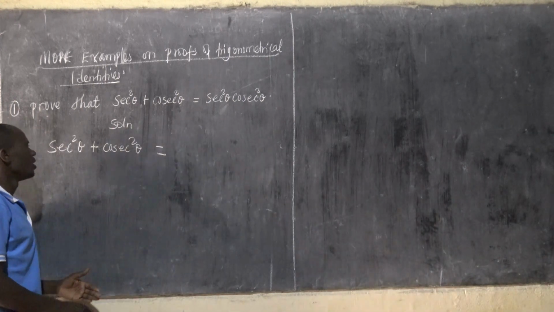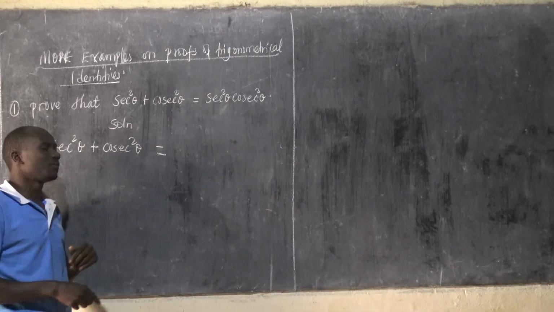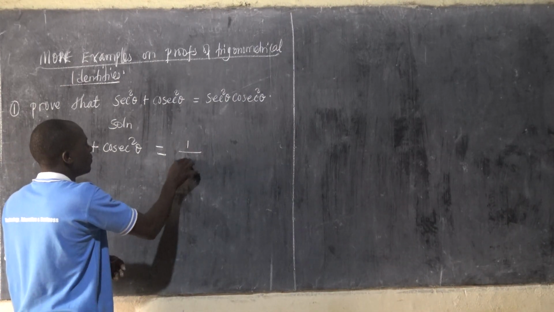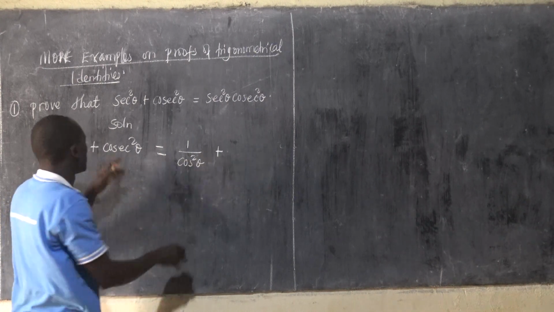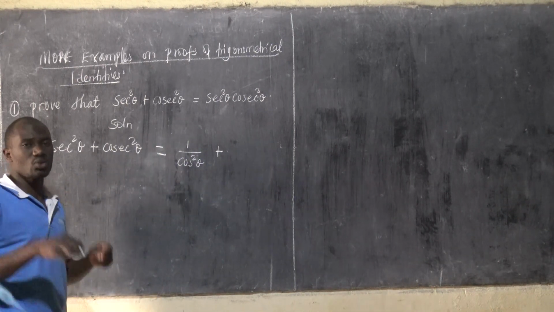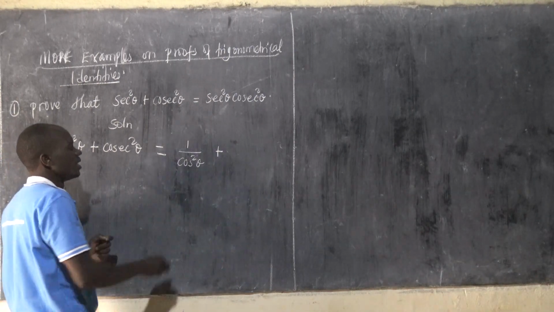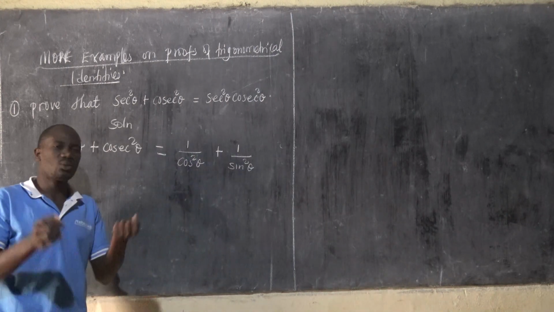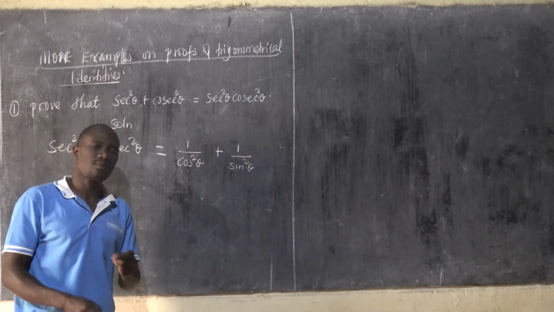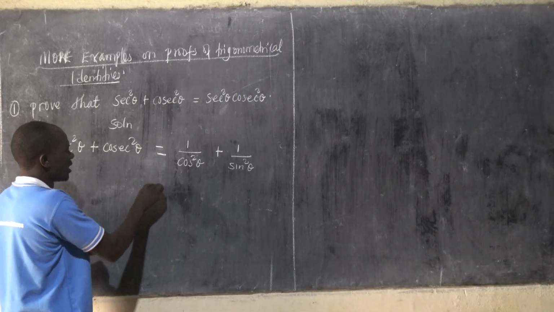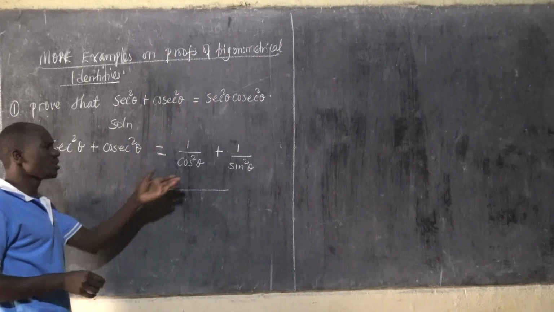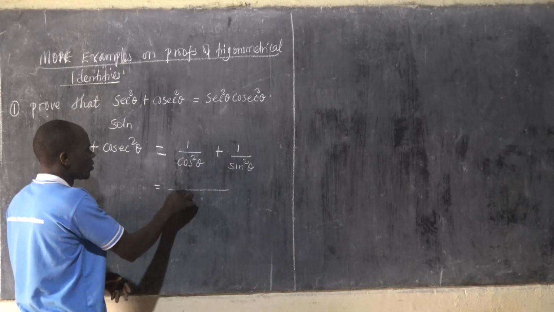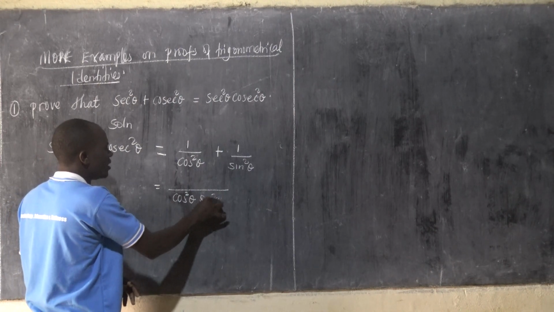So what we do here is we go back and ask ourselves, sec squared is the same as what? Sec squared is the same as 1 over cos squared theta, plus, what about cosec squared? Cosec squared came from 1 over sine squared. We say 1 over sine squared theta, as we did in the previous videos. So, can we go ahead and look for the LCM? The LCM of cos squared and sine squared remains as cos squared theta sine squared theta.